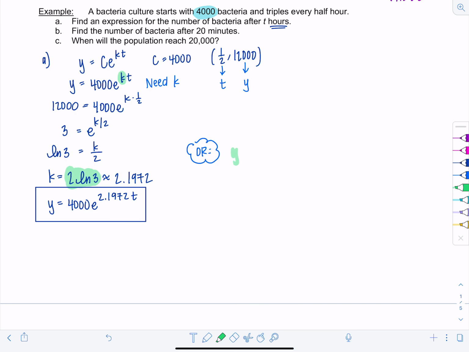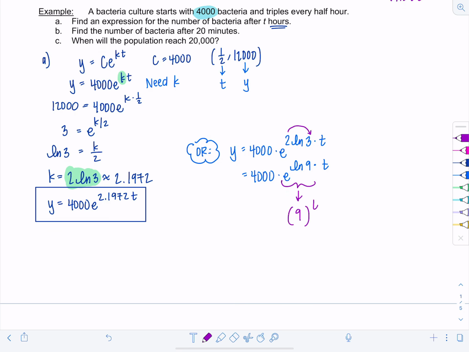You could write this as y equals 4,000 times e to the 2 ln of 3 times t, which is 4,000 times e to the ln of 9, right? Because the 2 is the exponent on 3 as well, times t. And then e raised to the natural log of 9 is just 9. So I could rewrite this model as y equals 4,000 times 9 to the t.